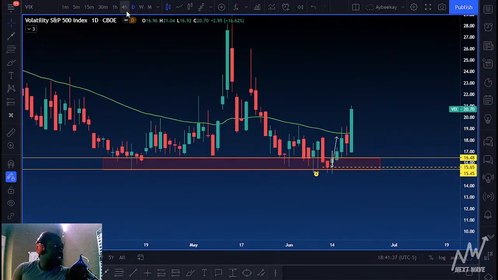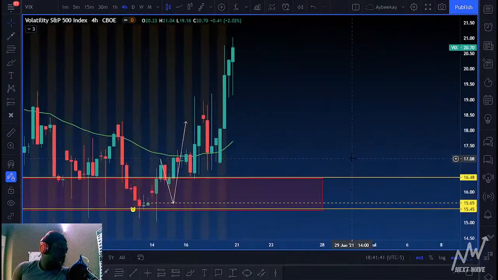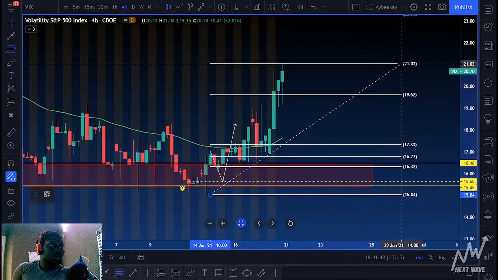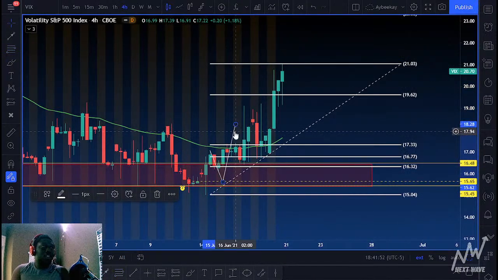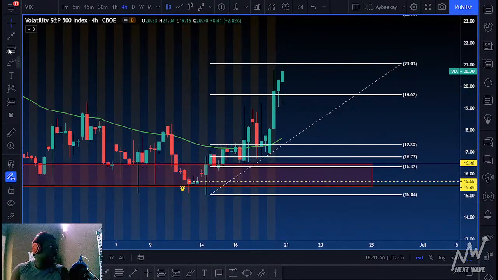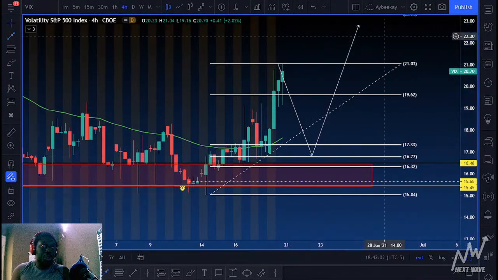But likewise, just with everything else, I'm going to want to see that retracement before I try to get into anything. If price stops right here, then yes, I want to see that retracement for sure to back down to like 16.77 and then a continuation to the upside.